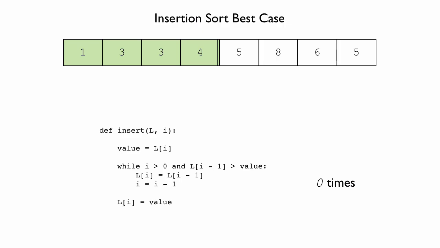So how many assignment statements are we executing here? If the while loop doesn't run at all, the only two statements we execute are value equals L at I, and L at I equals value. That is 2 statements.